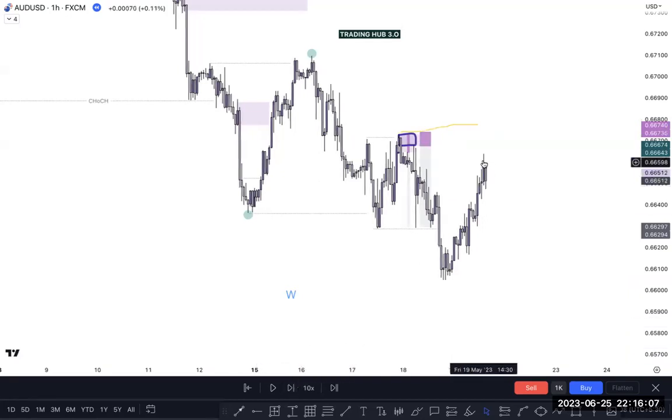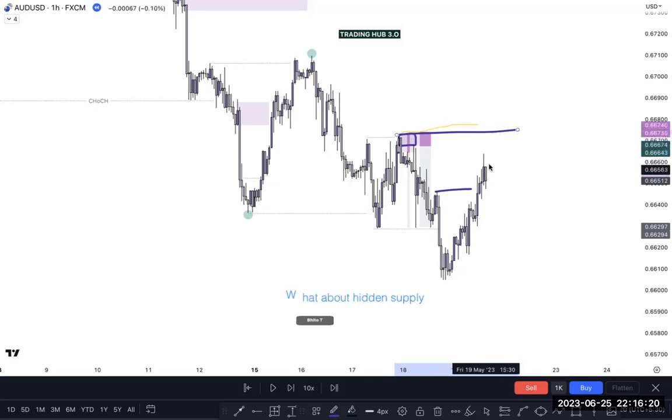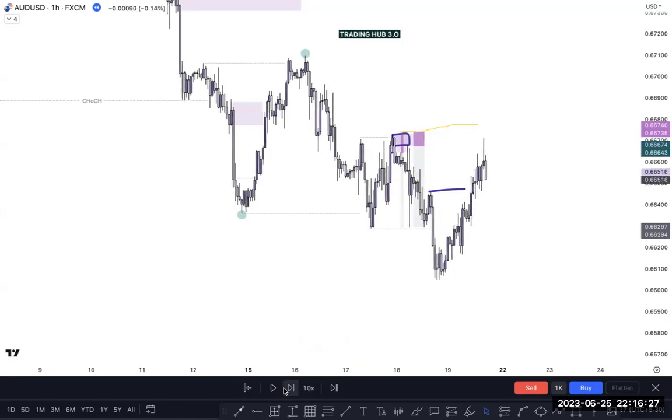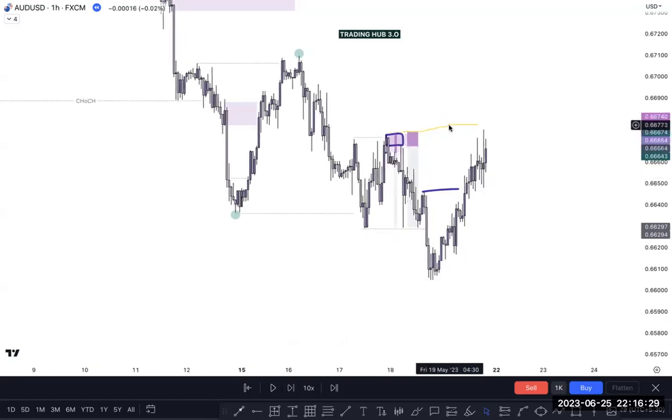So let's see. After taking out this inducement at this point, right here, there is no unmitigated PI, order block or shadow after taking out the inducement. So the next PI is here, meaning the next possible scenario is if market sweep this high, then you can take entry here for the sell. So this is a two-way. We have two choices.